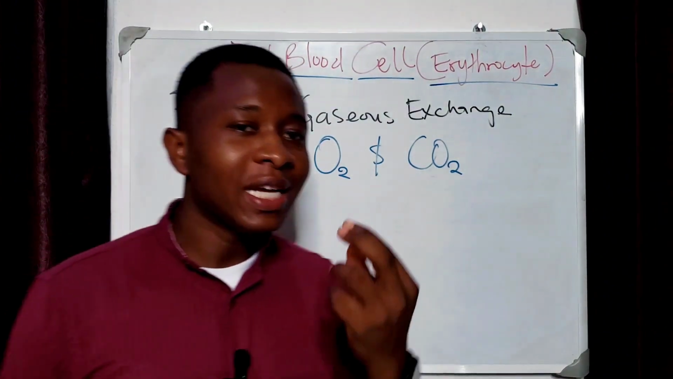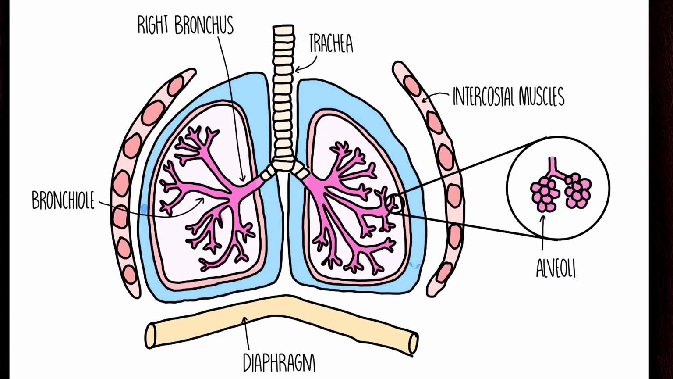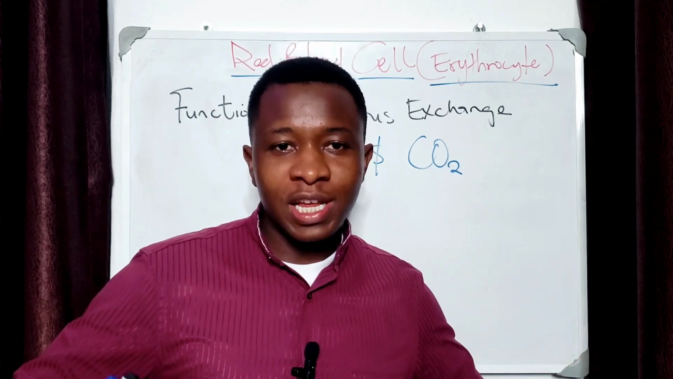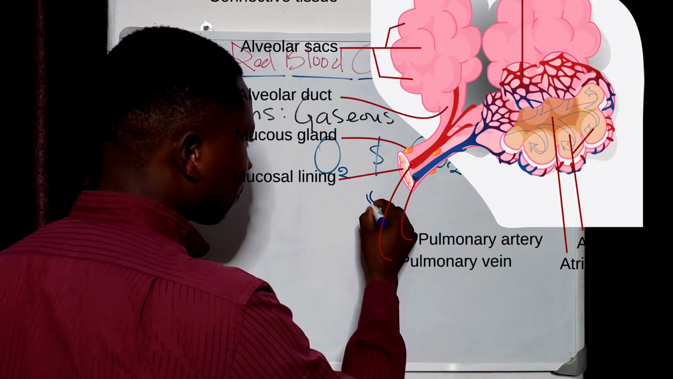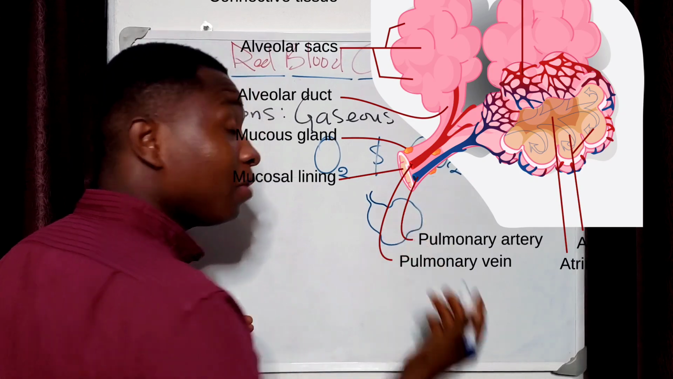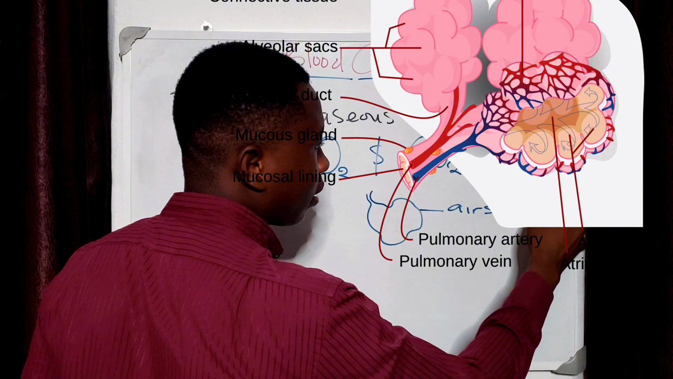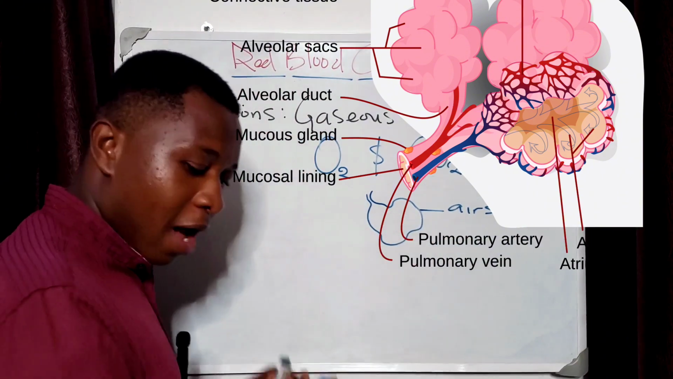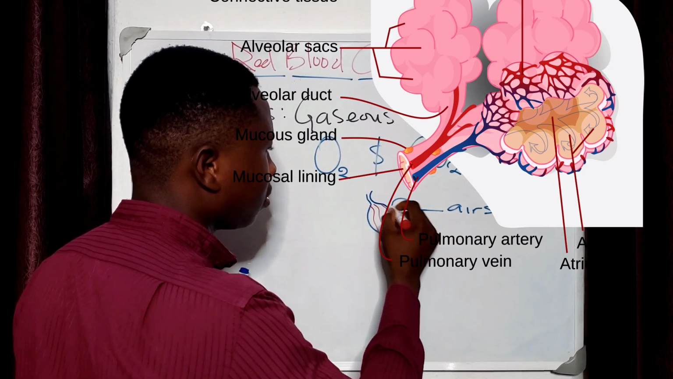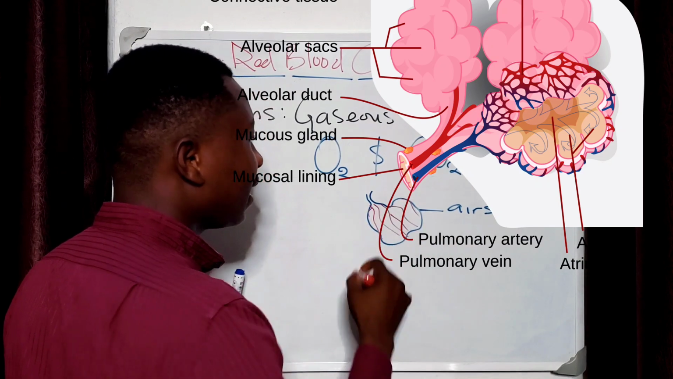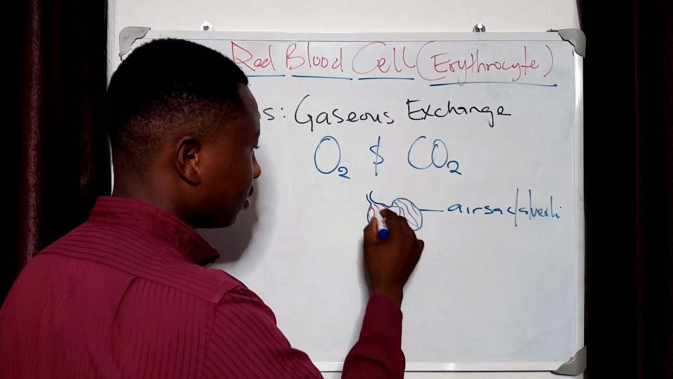Now, when we take in air, when we breathe in, the air gets into our trachea and branches into the bronchus and into the bronchioles and gets to the alveoli. Now, the alveoli is also referred to as the air sac. In the alveoli, we have branching blood vessels. The lining of the alveoli is coated by blood vessels, capillaries.